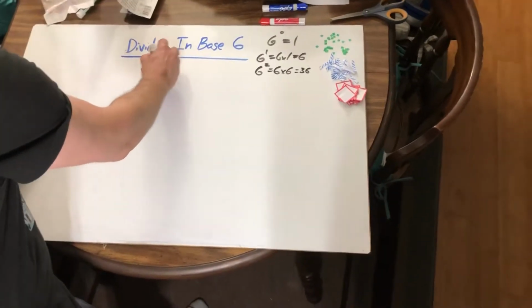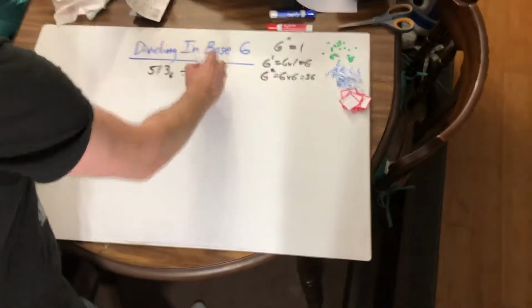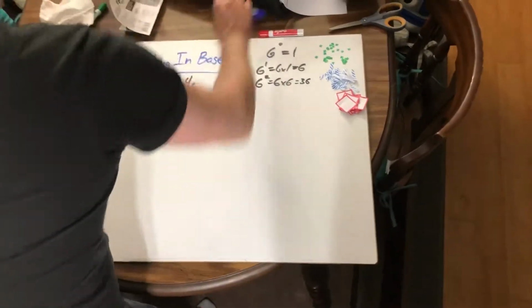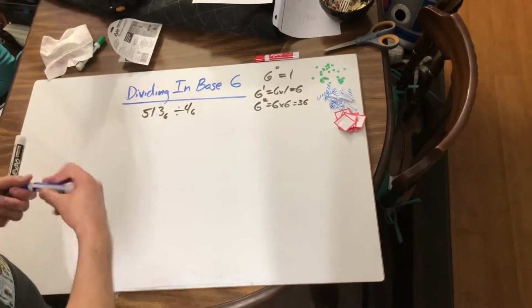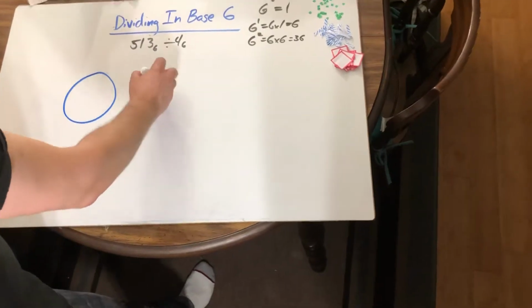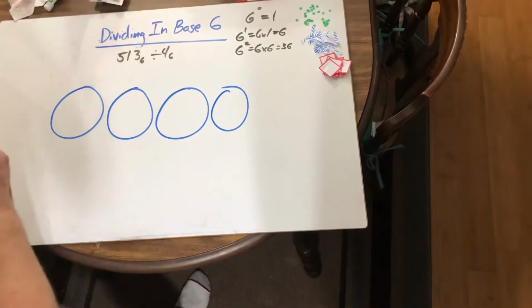All right, so now let's try to divide the number 513 in base 6 by 4 in base 6. Because we're dividing by 4, we have to take this number and divide it into 4 equal spaces. In this case, I'm going to use some rings. So I have 1, 2, 3, 4 rings.